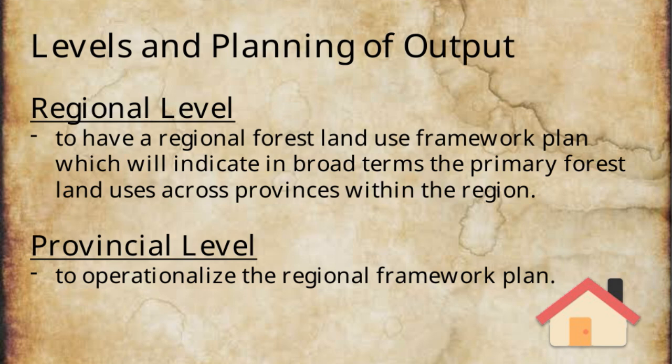Connecting these points to our overall theme, it's important to see how these levels work together in a cohesive planning process. The regional plan provides the big picture, setting the direction, while the provincial plans make sure that this direction is practical and actionable locally. This layered approach ensures that forest management is both strategic and adaptable across different areas.